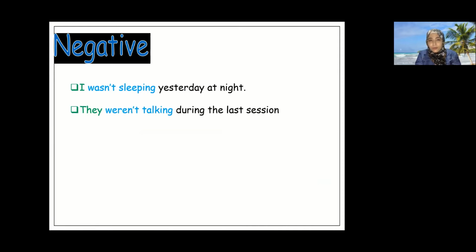So how could we form the negative? We form a negative by using an apostrophe t after was or were. For example, I wasn't sleeping yesterday at night. And the other example, they weren't talking during the last session.